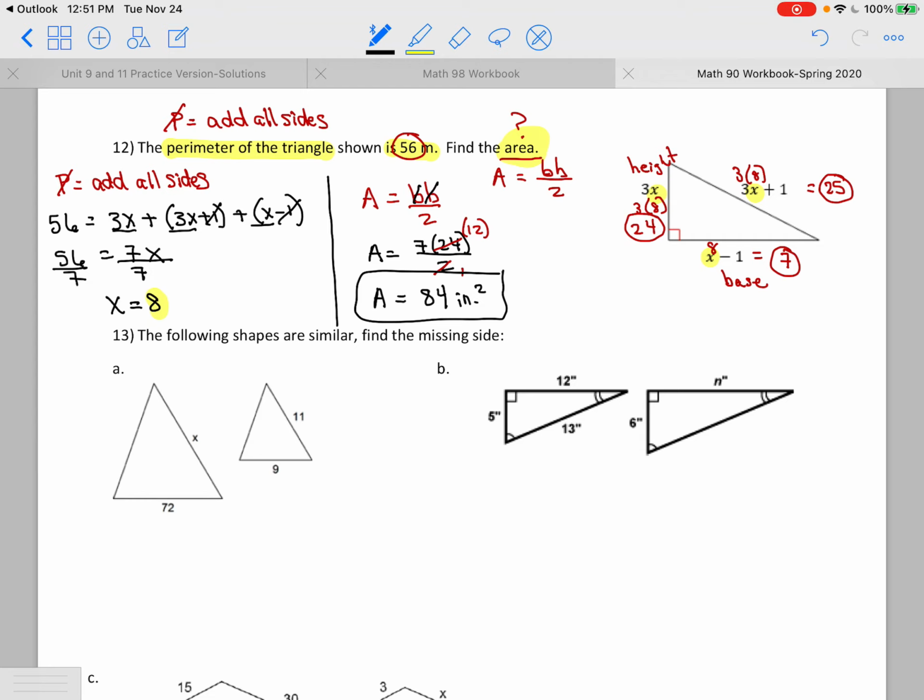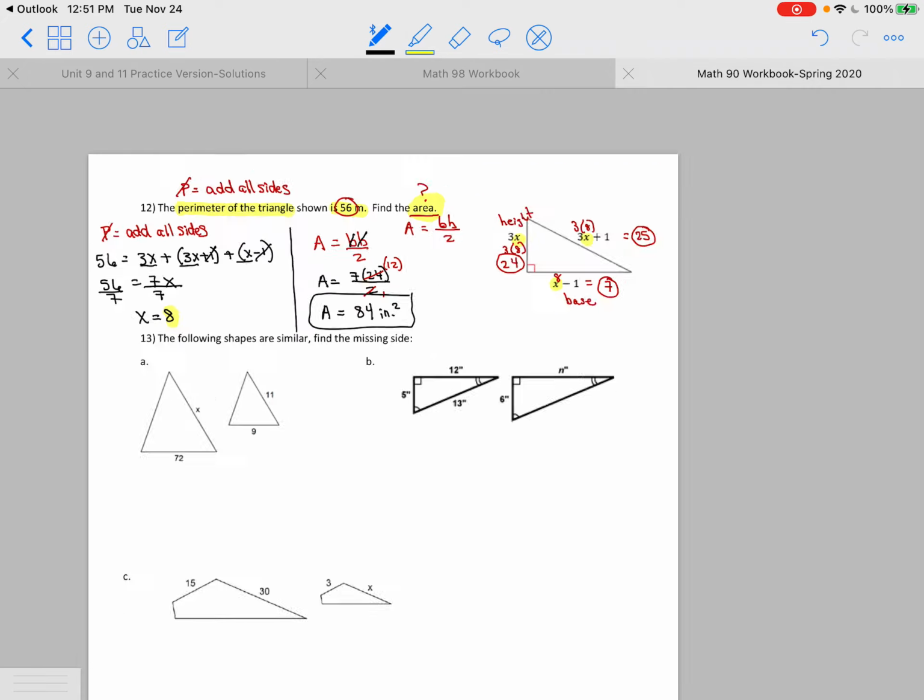And of course, you guys can check that, right? You can go back and plug in and check that. And in fact, you can check that using your Pythagorean theorem if you wanted to check it in a completely different way. Okay?